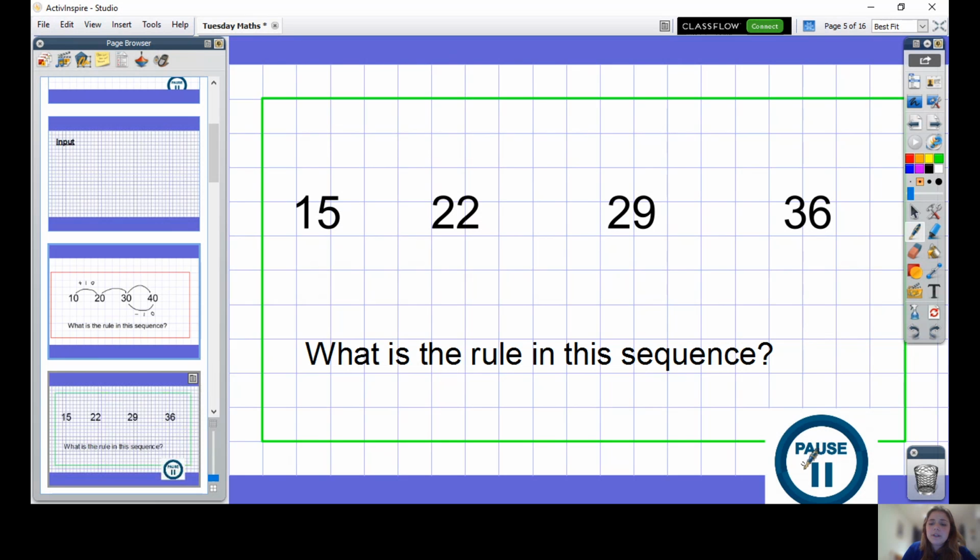I'd like you now to pause the video and have a go at solving this sequence by yourself. The question says, what is the rule in this sequence? From left to right, what's happening each time? Pause the video and have a go.